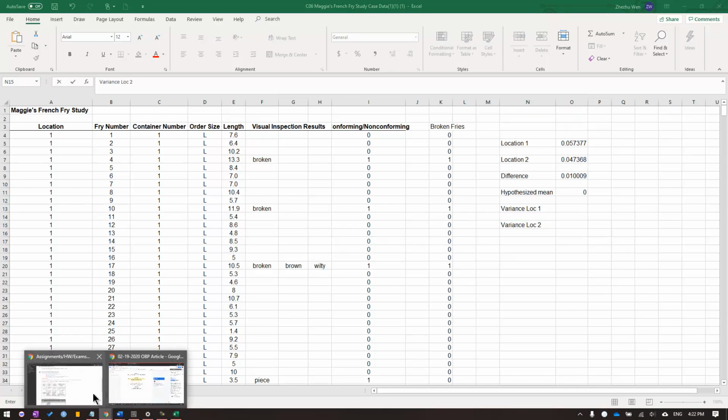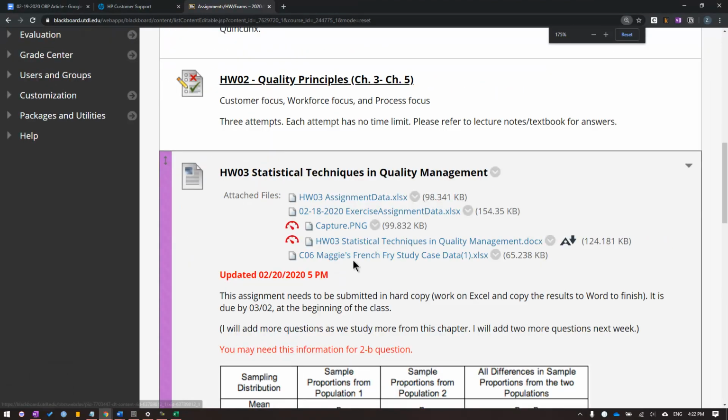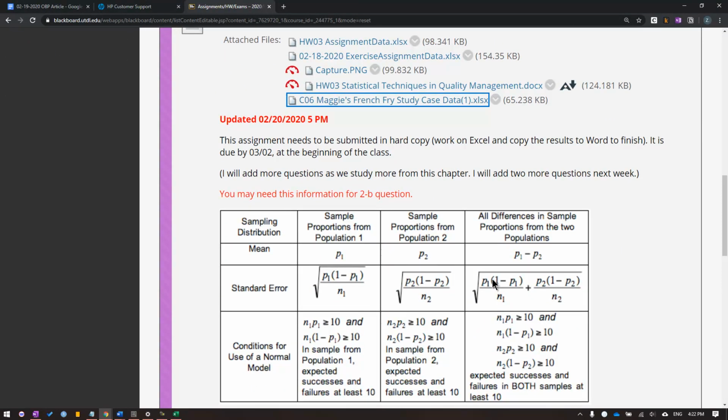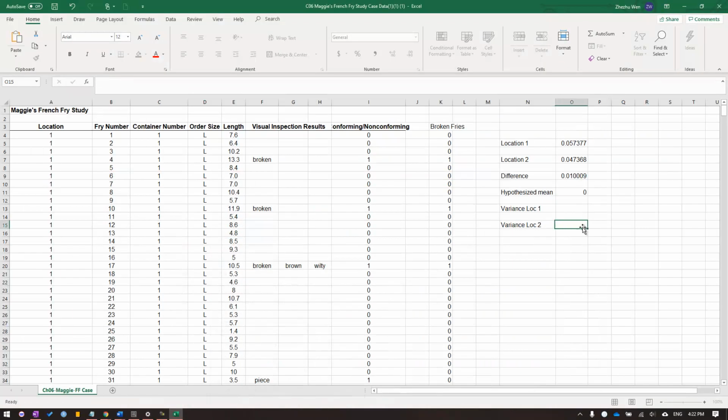If you remember, the equation here is fairly long, right? So what I'm going to do is calculate this part and this part first, and then simplify it by putting the sum of these two components under a square root. So it's going to be this proportion multiplied by 1 minus this proportion, divided by the number of samples. What's the number of samples? I don't know the number of samples.